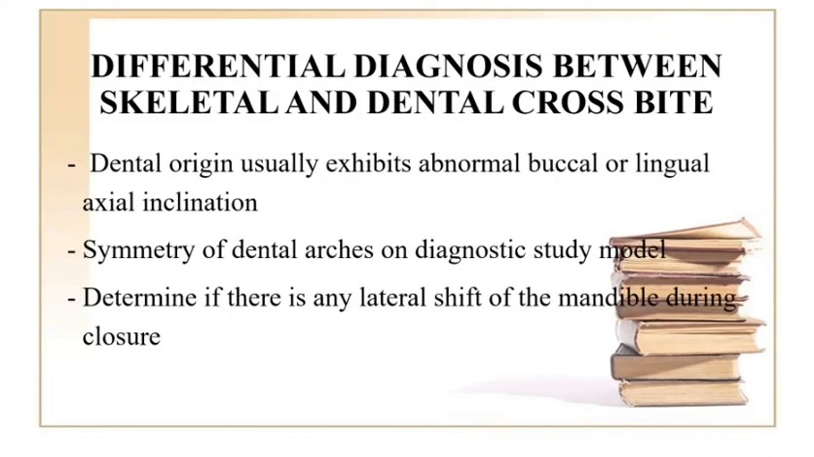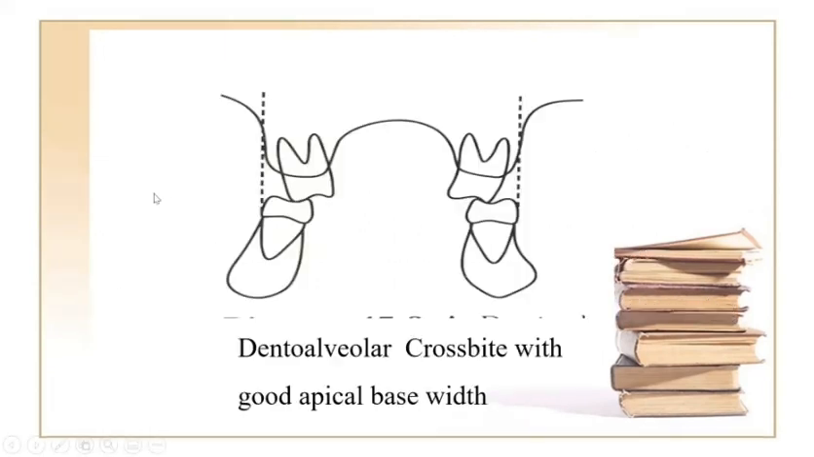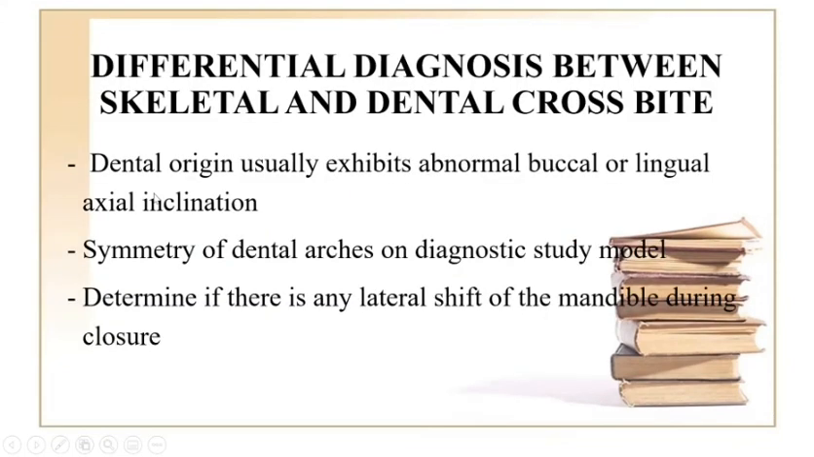Now coming to differential diagnosis between skeletal and dental crossbite. How do you differentiate whether it is skeletal crossbite or dental crossbite? In case of dental origin, it usually exhibits abnormal buccal or lingual axial inclination.